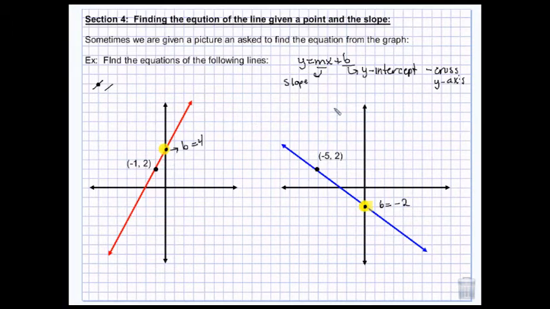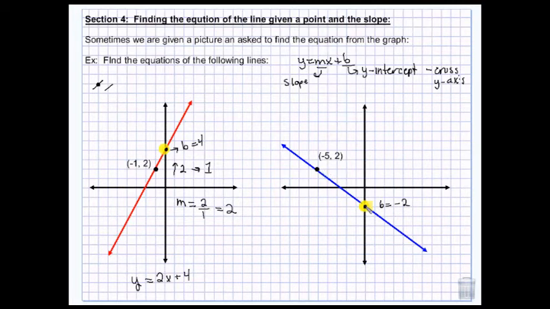Now I've got b, I need to find m. So I can go from this point to this point. To get from here to here, I go up 2, so 1, 2, and then over 1. So my slope is 2 over 1, which is just 2. So the equation of this line is y equals 2x plus 4. M is 2, b is 4.